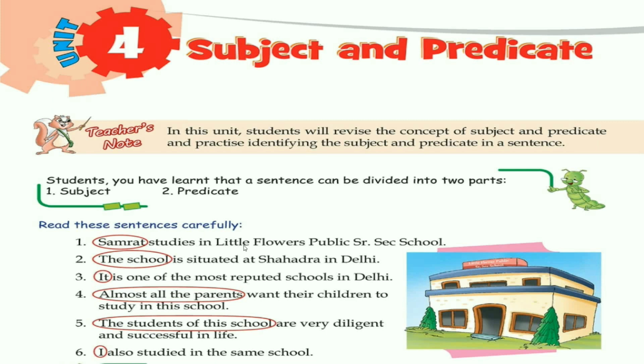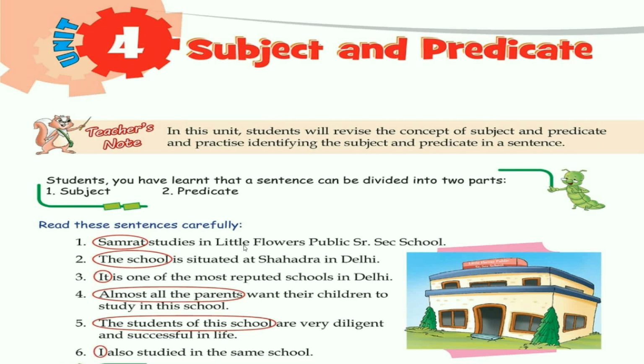We have already learned what is subject? It is whom we are talking about. Okay, it is a subject. And what is a predicate? What we are talking about the subject is predicate. Like in the second statement, the school is situated at Shahadra in Delhi. Whom are we talking about here, children? The school. So it is the subject, and what we are saying about the subject? That it is situated at Shahadra in Delhi.